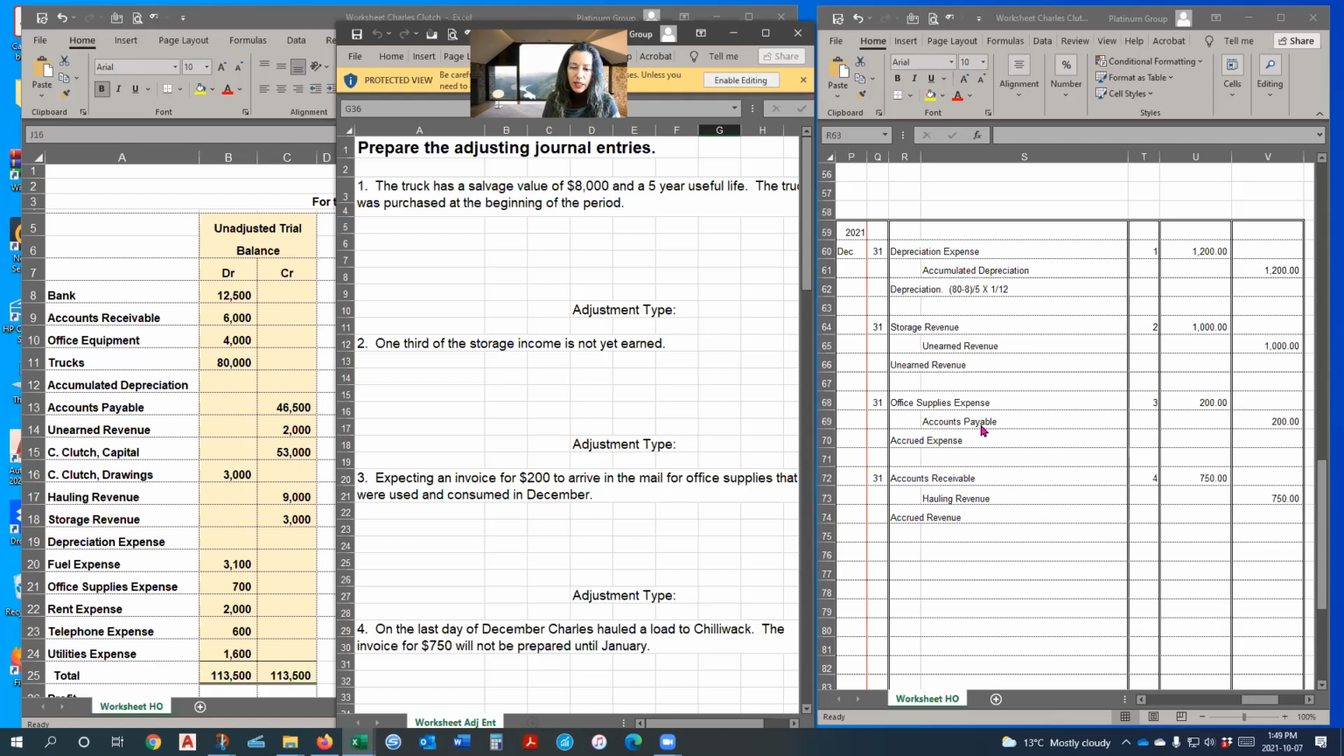And then the final one, we've got Charles. He hauled a load to Chilliwack, which is a town outside of the Lower Mainland here, outside of Vancouver. And so Charles, obviously, by looking at this, he's a trucker, drives a big truck, and he carried some goods to another location for a customer and charged him $750. Now, he did it on the last day of December.